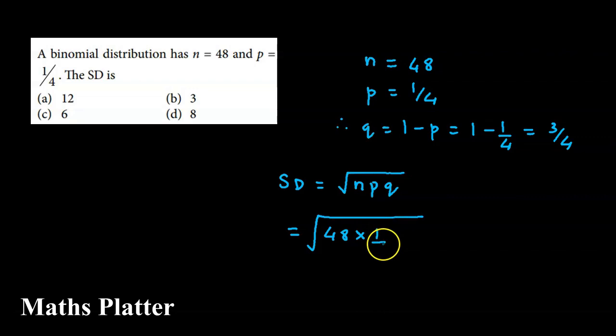48 into p is 1 by 4 और ये आ जाएगा 3 by 4. Now 4 4s are 16, 16 3s are 48 होता है, and 3 into 3 that's 9. तो ये आ जाएगा root 9. Now root 9 is nothing but 3. तो इसका सही आंसर है ऑप्शन बी.